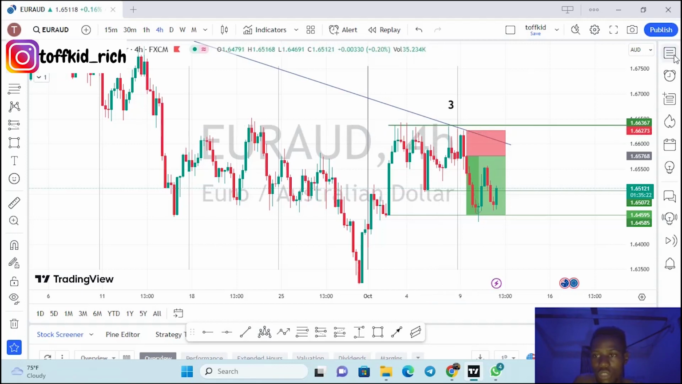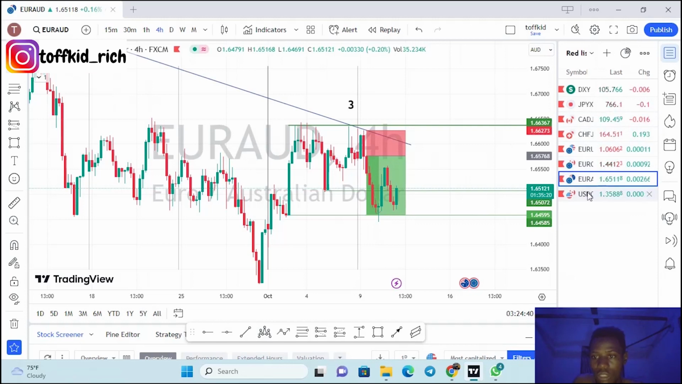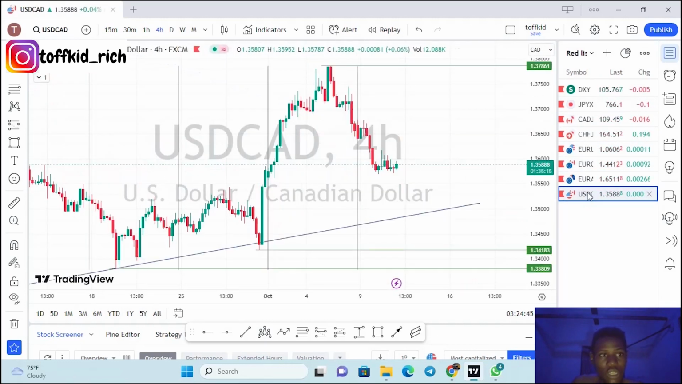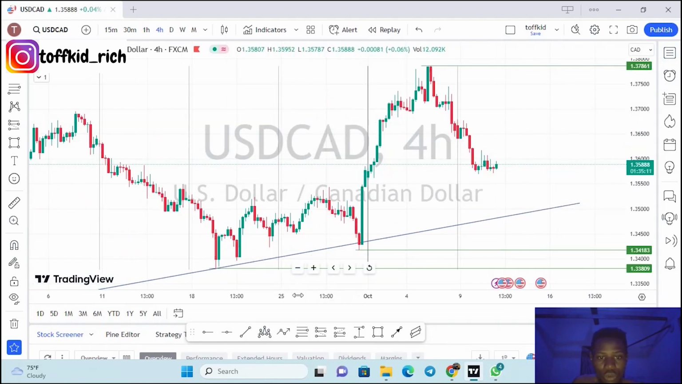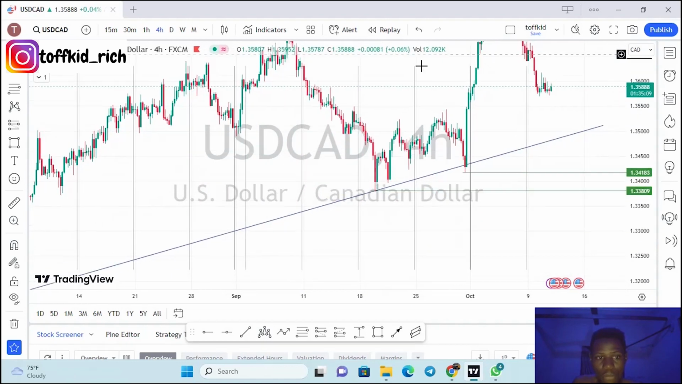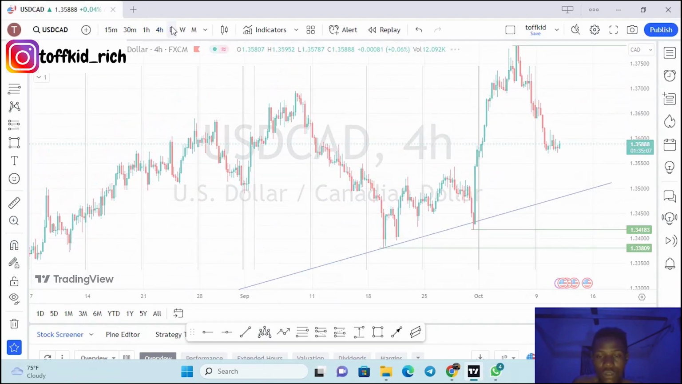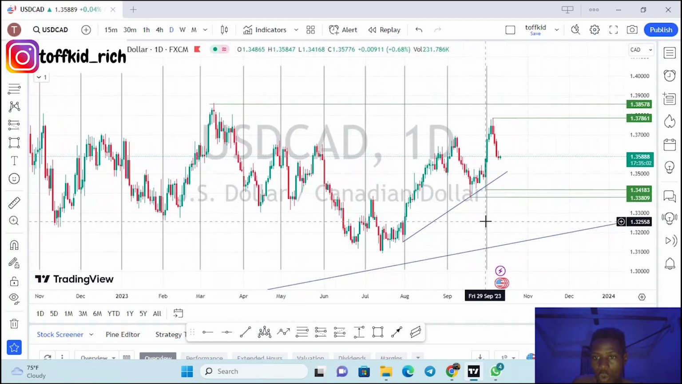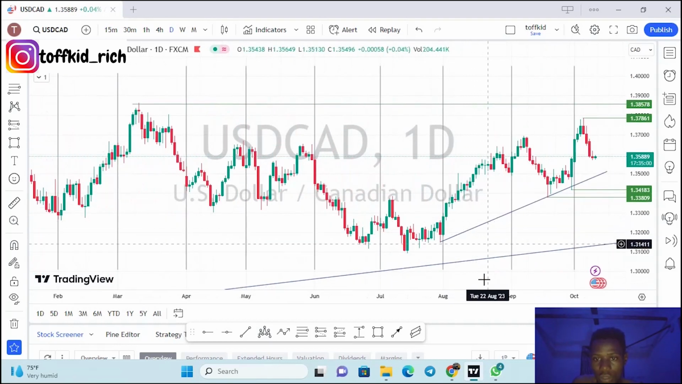So let's move on to the next one, which is USD CAD. Then we go to the 4-hour time frame, and then let's identify where the market is going.